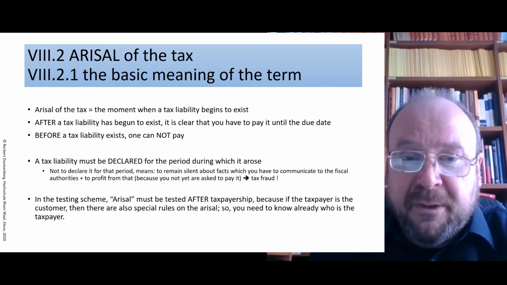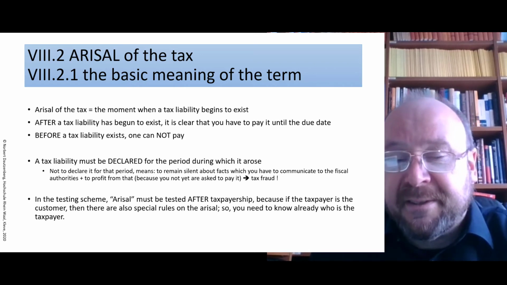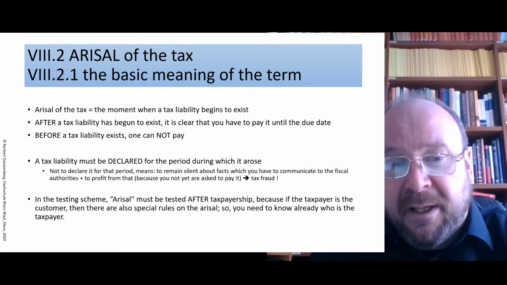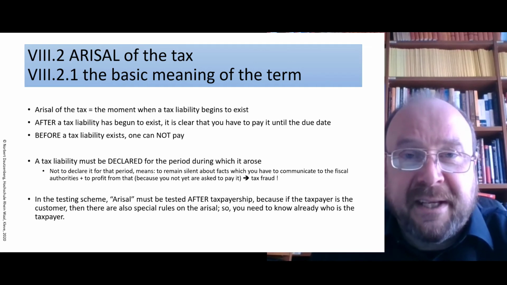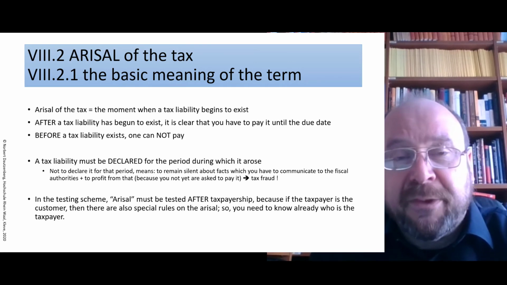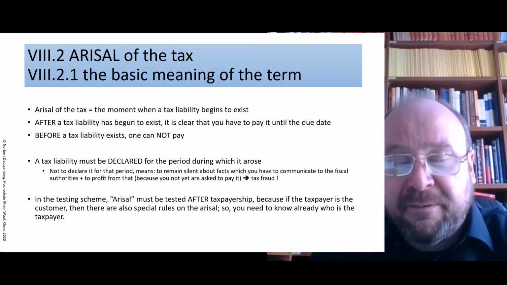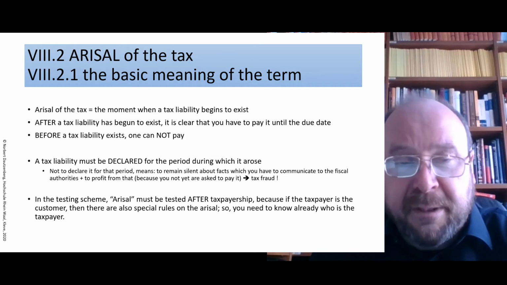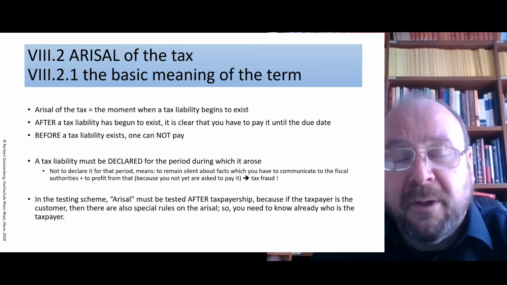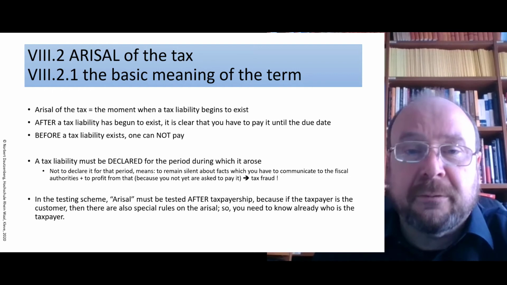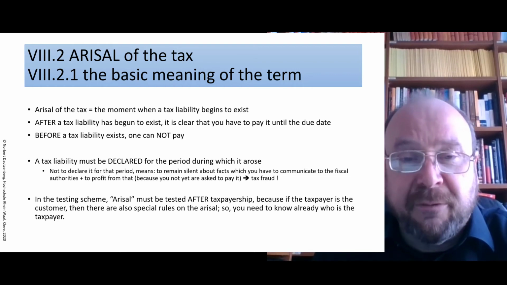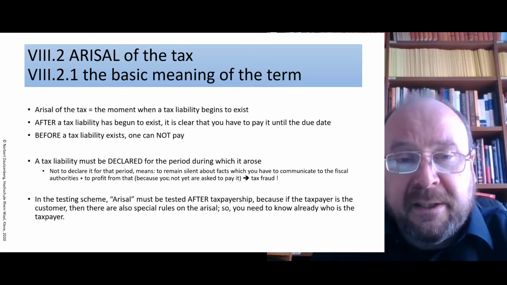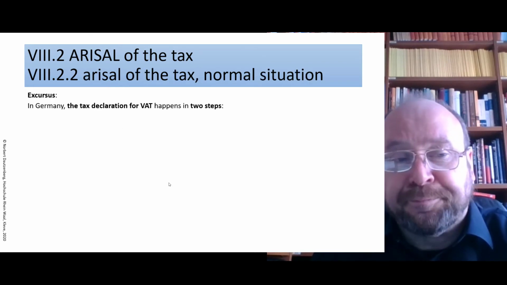In the testing scheme, arisal of the tax must be tested after taxpayership, because if the taxpayer is the customer, then there are also special rules on the date of arisal of the tax. So you first have to check if we have a reverse charge case or not. So, and if you want to memorize that, think of the word PAID, you know, P for payer, A for arisal, I for invoicing details, and D for declaration duties. Here we are at the A, the arisal.